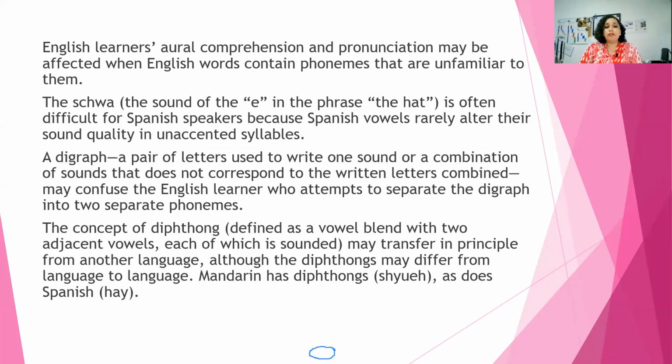A digraph, a pair of letters used to write one sound or a combination of sounds that does not correspond to the written letters combined, may confuse the English learner who attempts to separate the digraph into two separate phonemes, but it's one. The concept of diphthong, which exists also in Spanish, defined as a vowel blend with two adjacent vowels, each of which is sounded, may transfer in principle from another language, although the diphthongs may differ from language to language. Mandarin has diphthongs like "sure," as does Spanish.